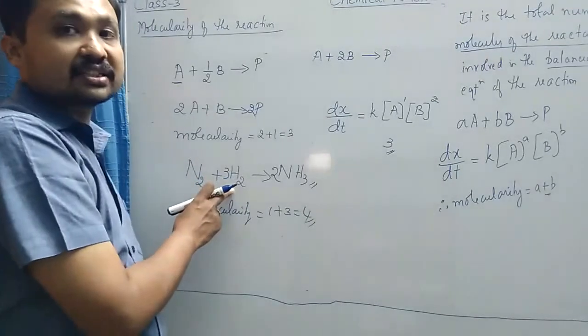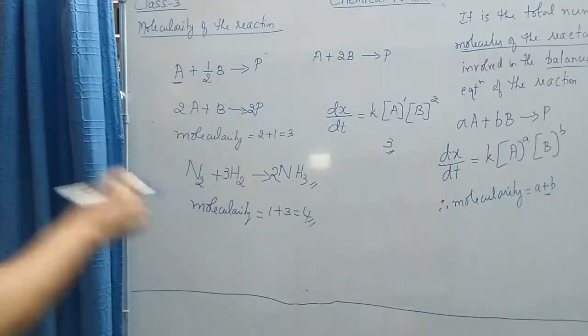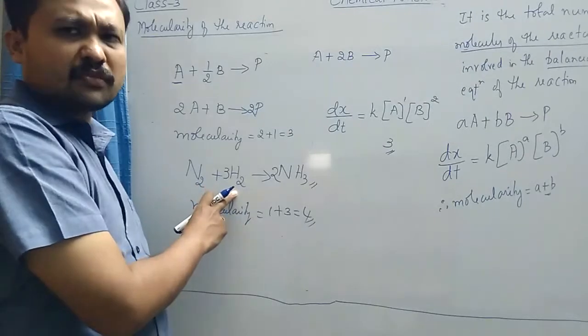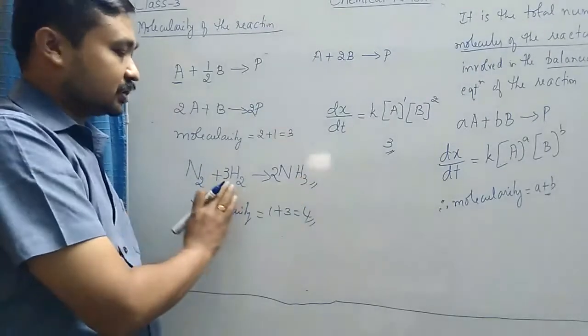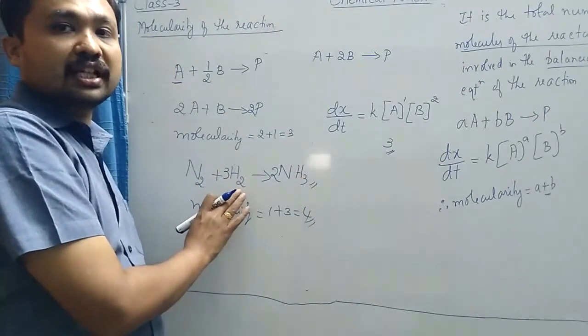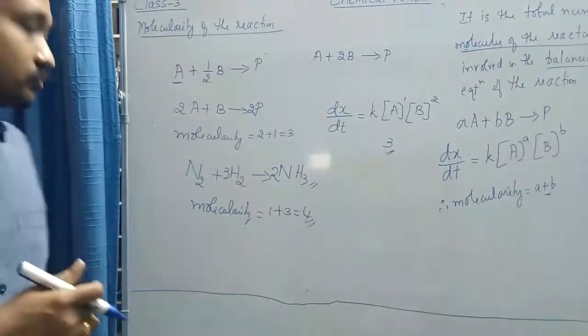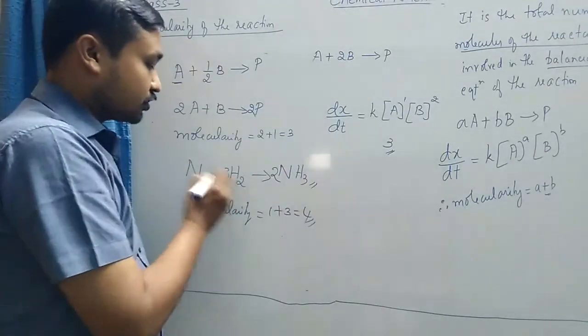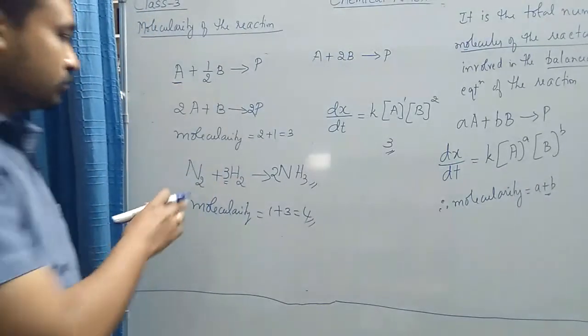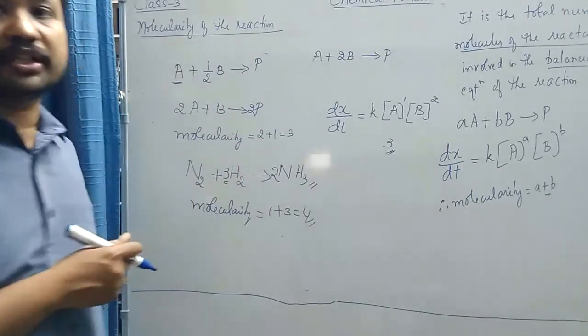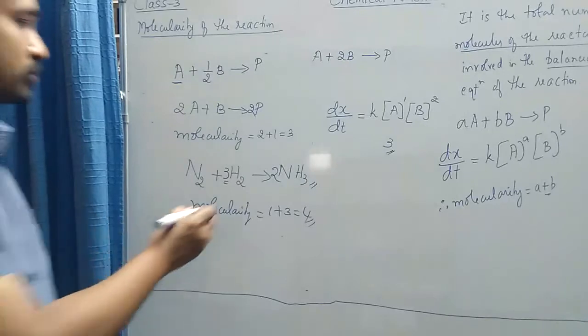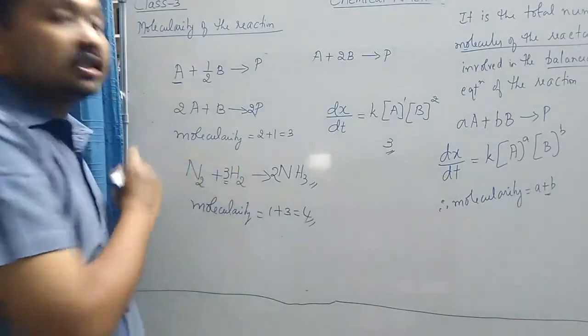Which concentration has greater effect? Hydrogen concentration or partial pressure, because all these are gases. The partial pressure of hydrogen has a greater effect on the rate of the reaction because you have the stoichiometric number 3 compared to nitrogen, which has a stoichiometric number 1. So hydrogen has a greater influence than nitrogen.